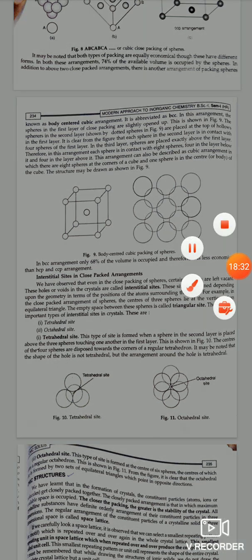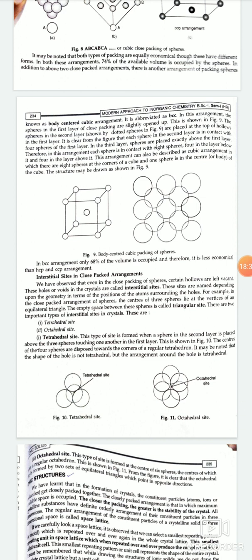Next topic is interstitial sites in close pack arrangements. We have observed that even in close packed spheres, certain hollows are left vacant. These hollows, holes or voids in the crystals are called interstitial sites. These sites are named depending upon the geometry, in terms of the positions of the atoms surrounding the holes. For example, in the close packed arrangement of spheres, the centers of three spheres lie at the vertices of an equilateral triangle. The empty space between these spheres is called a triangular site.